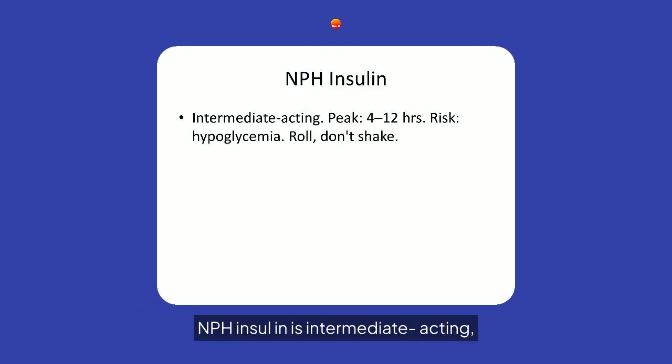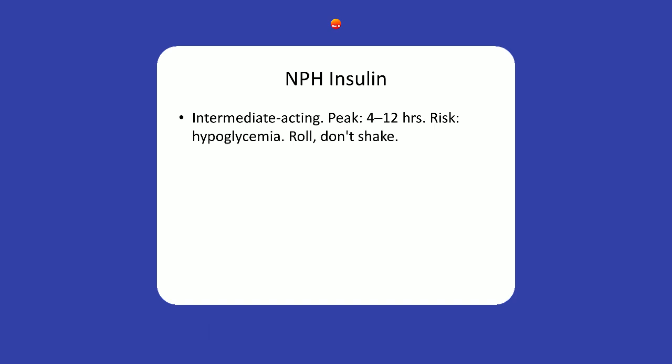NPH insulin is intermediate acting, peaking between 4 to 12 hours. Hypoglycemia is a risk. Remember to roll the vial gently before use, not shake.